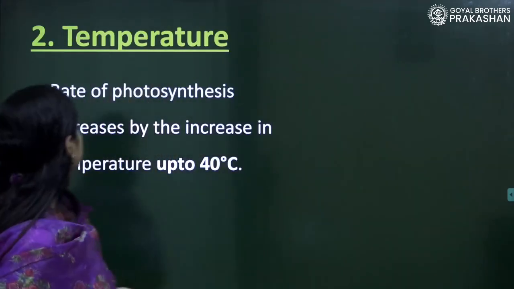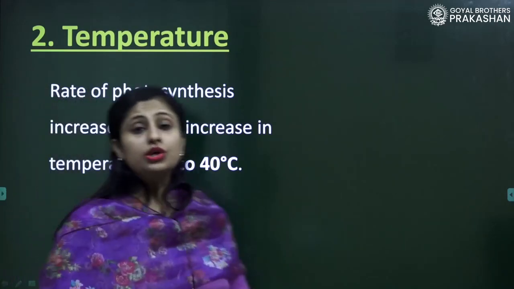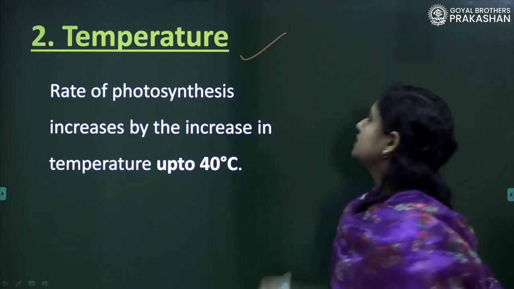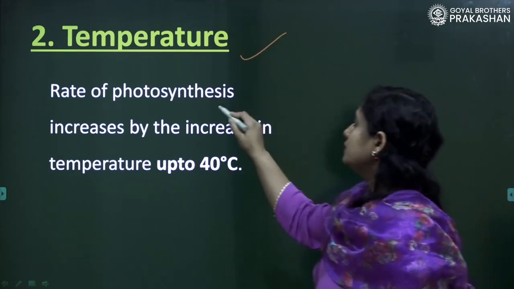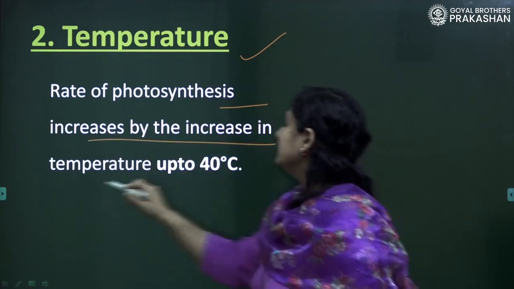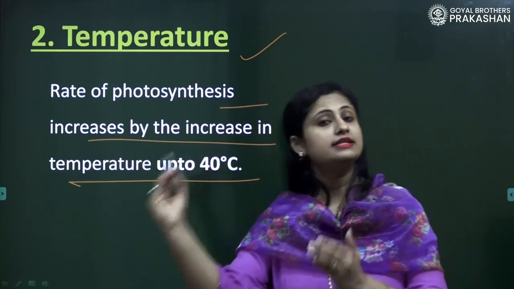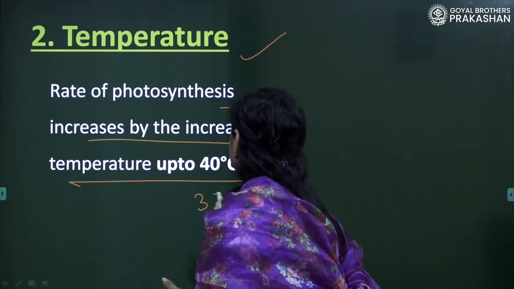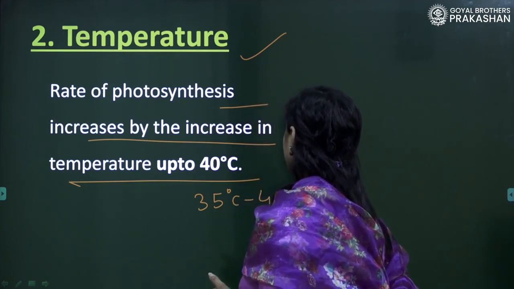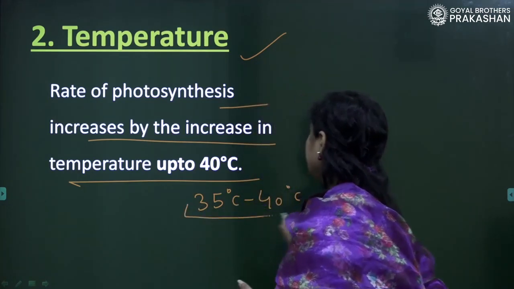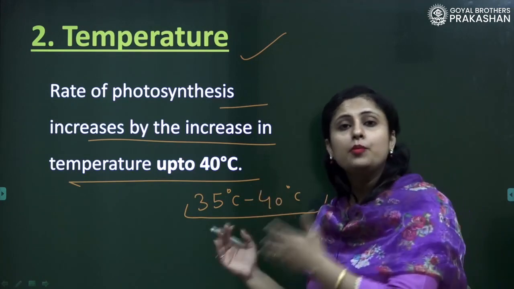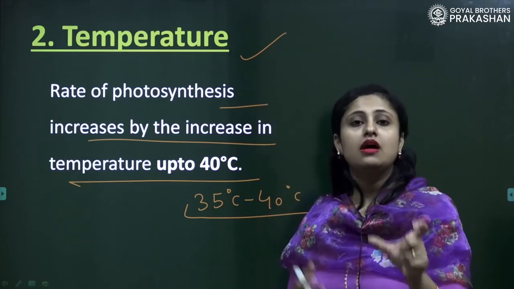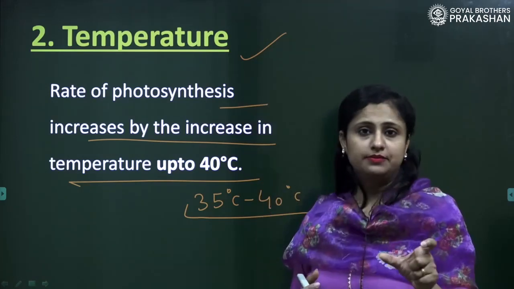Now, number 2, the second raw material used by the plants to carry out the process of photosynthesis is temperature. The rate of photosynthesis increases with the increase in temperature up to 40 degrees Celsius. But yes, I told you that 35 degrees Celsius to 40 degrees Celsius is the optimum temperature range within which the photosynthetic reaction occurs at great speed.